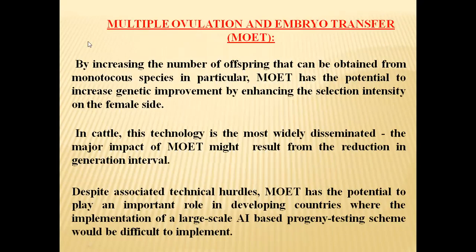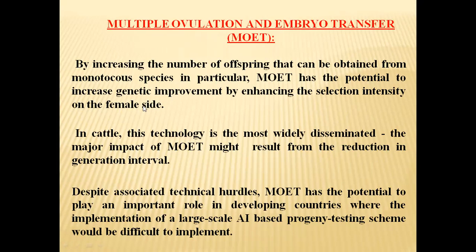And the second method is MOET, multiple ovulation and embryo transfer. By increasing the number of offspring that can be obtained from monotocous species in particular, this MOET technology has a lot of potential to increase genetic improvement and to increase the selection intensity on the female side. Usually these monotocous species give birth to only one baby at a time. In such species, this multiple ovulation and embryo transfer method enables us to produce good quality offspring from a good quality mother in large numbers.